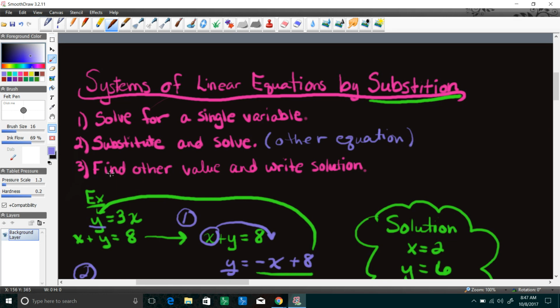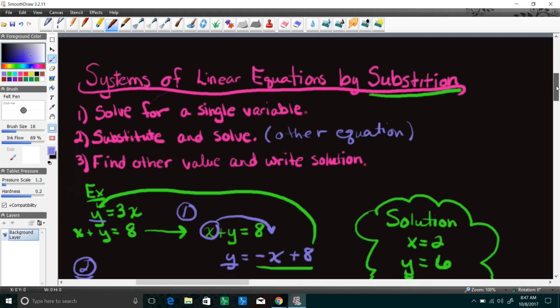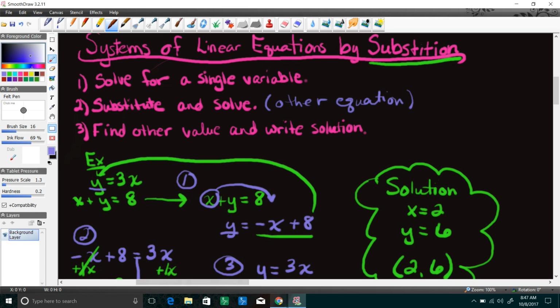When we have that answer, we do step number 3, which is to find the other value and write the solution. That's it. Hopefully you understood.